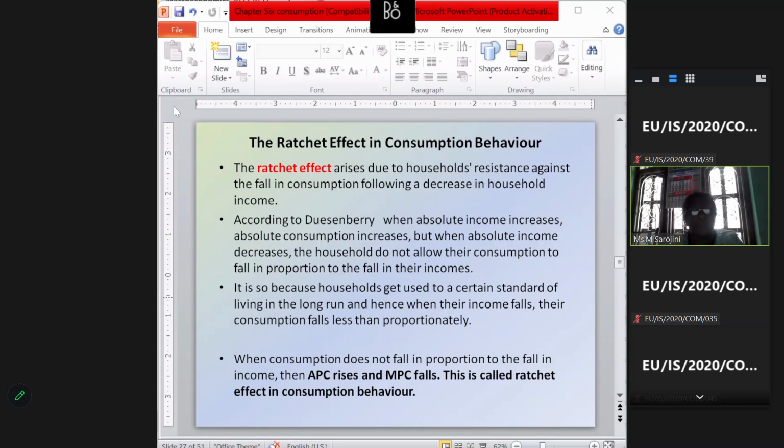If there is a question in your exam paper, briefly explain the ratchet effect of consumer behavior using a diagram as well as an appropriate example. You have to elaborate based on the marks, right?